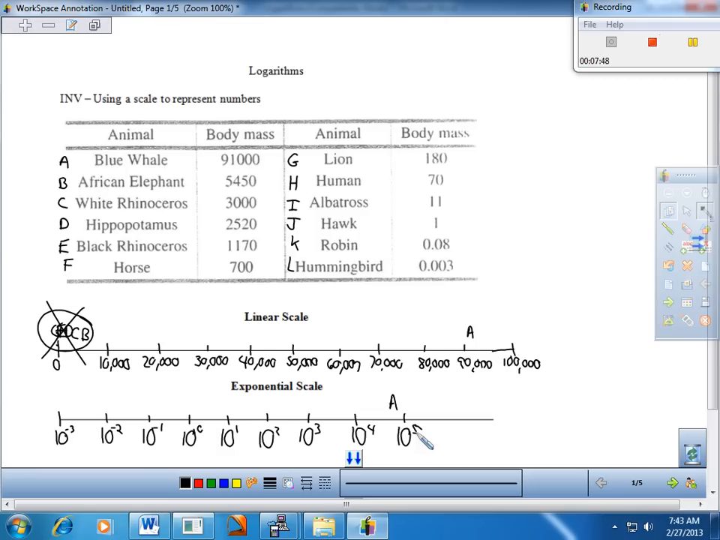Now let's start to estimate some of these others here. Let's see what we can do with this one. The African elephant coming in at 5450. What would that look like on my scale? Where am I going to put it? Well, let's see. 10 to the third, everybody, is 1,000. 10 to the fourth, of course, is 10,000. And so 5450 is in between 1,000 and 10,000, and so what we want to do is place it somewhere in here.